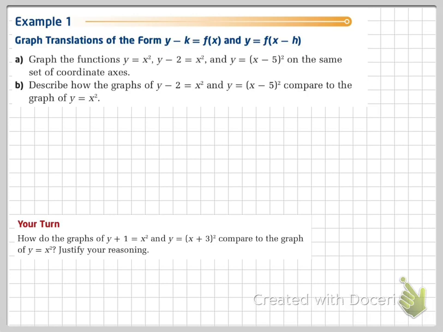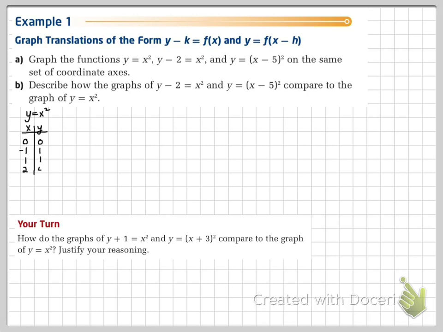Here we have example 1. We're going to graph translations of the form y minus k is equal to f of x and y is equal to f of x minus h. So we're going to start by graphing the functions y equals x squared, y minus 2 is equal to x squared, and y equals x minus 5 squared on the same set of coordinate axes. Then we're going to be asked to describe how the graphs of y minus 2 equals x squared and y equals x minus 5 squared compare to our original graph of y equals x squared.